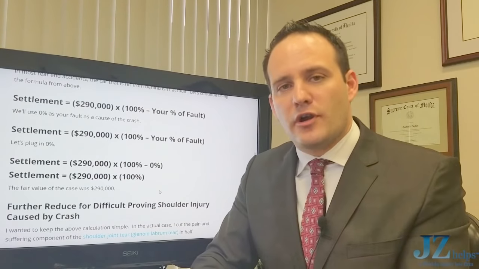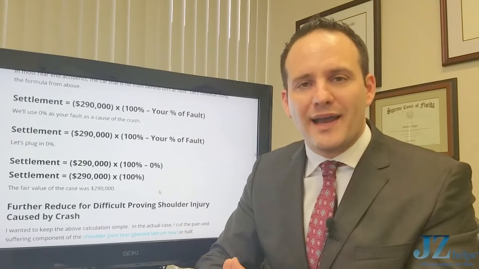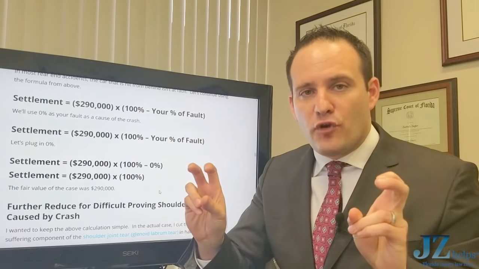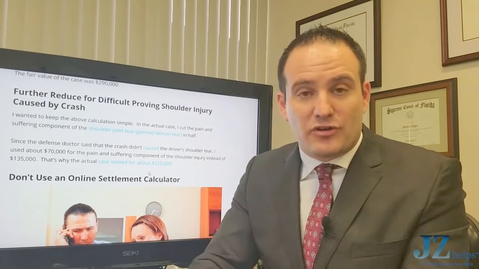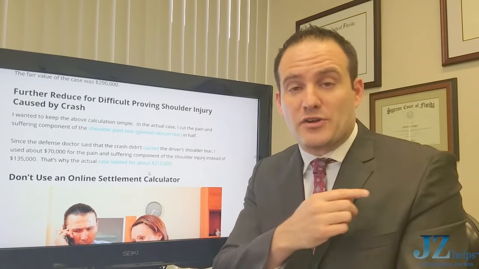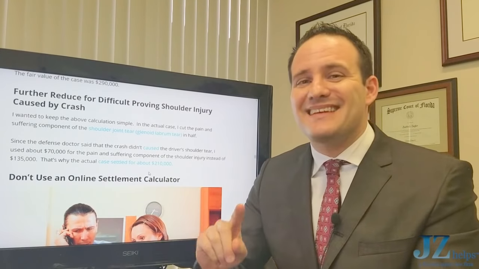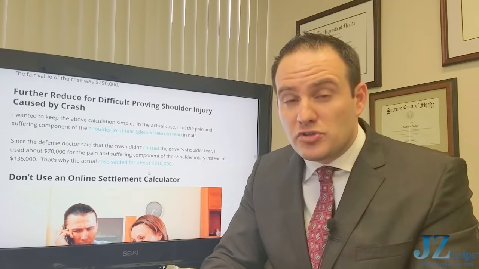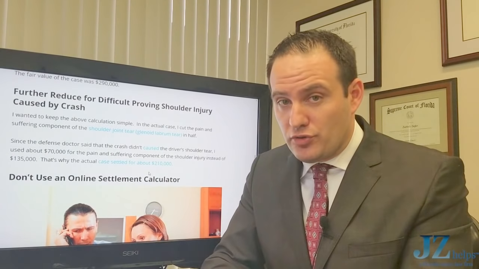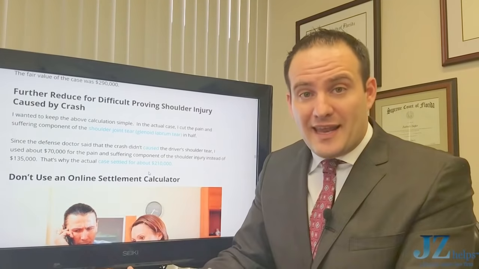Now, I settled it earlier on, I said for $210,000. Why did I settle it for less than the full value of the case? I did because the defense doctor, and actually my client's treating orthopedic surgeon who operated on him, said my client did not have a shoulder tear. It was just fraying of the shoulder. He also said that the accident did not cause the shoulder tear. The defense doctor agreed, had the same opinion.